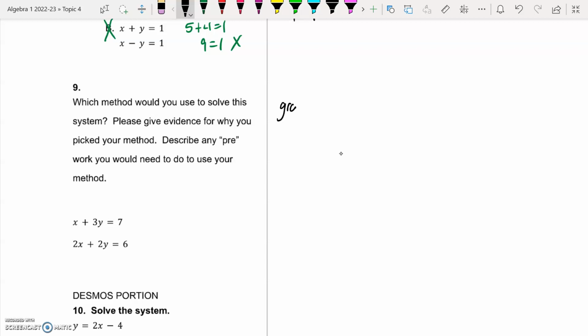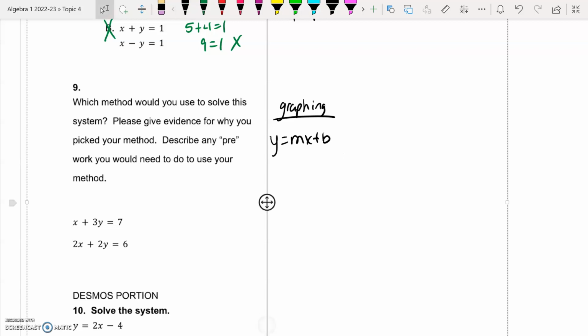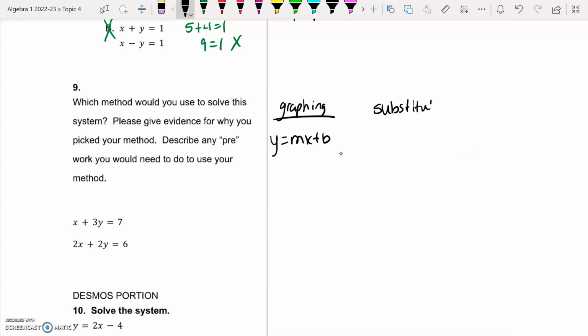You can do graphing. Okay, if you're going to do graphing, you need to convert it to y equals mx plus b, which is kind of difficult because neither one of them is in y equals mx plus b form. So to me, that's a little bit tougher. Substitution you can also do, but you need to solve one of the equations for x or y. So I'd probably take this one and solve it for x.